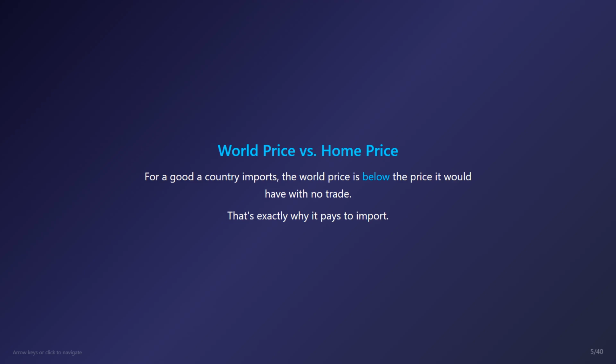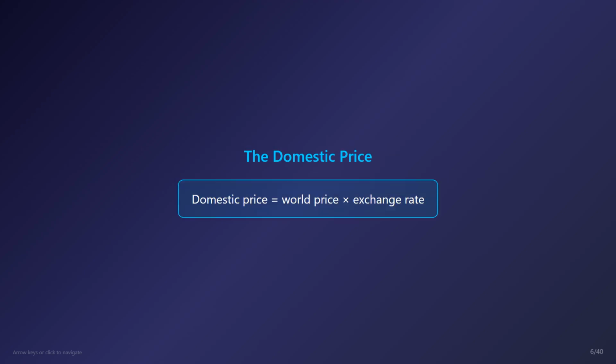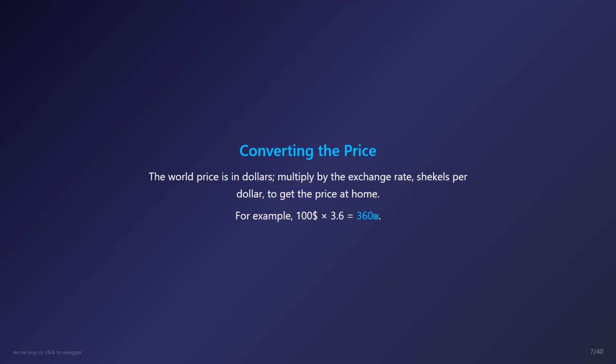Now, for a good that a country imports, the world price is below the price that good would have at home with no trade at all. That price gap is exactly why importing is worthwhile in the first place. But the world price is quoted in a foreign currency, so we need to convert it. The domestic price equals the world price times the exchange rate. That conversion turns a dollar price into a shekel price. Let's see the conversion. The world price might be $100. Multiply by the exchange rate, say 3.6 shekels per dollar, and the price at home is 360 shekels.